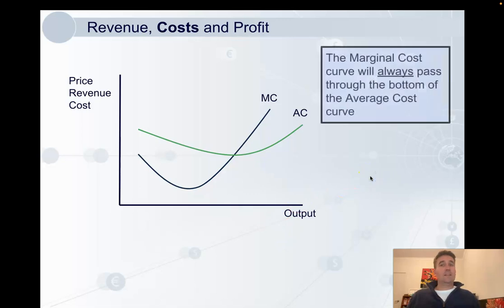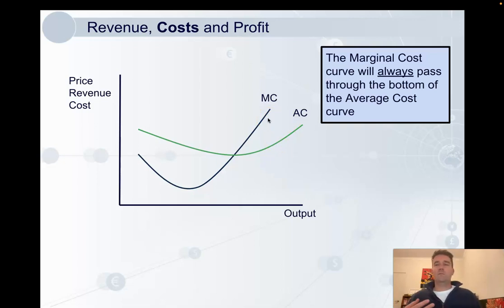And that is that the marginal cost curve will always pass through the bottom of the average cost curve. So see how that does there? I'm not sure that's absolutely perfect, but that's close enough. You just can't draw the MC curve going through, say, over here or over here. That won't work. It'll look really wrong to an economics teacher who was marking it. Now, why does it always have to pass through the bottom?